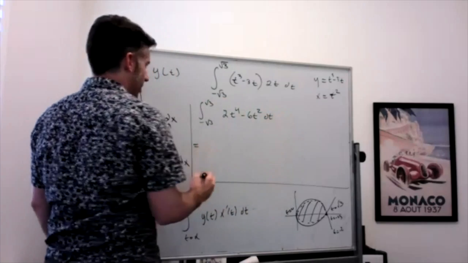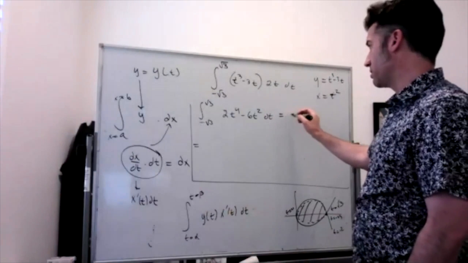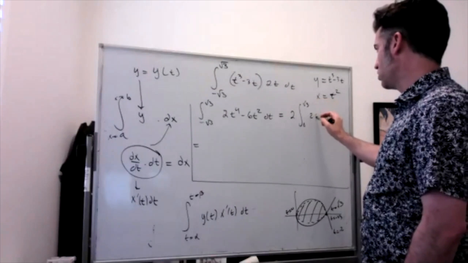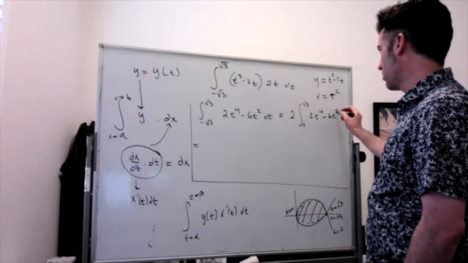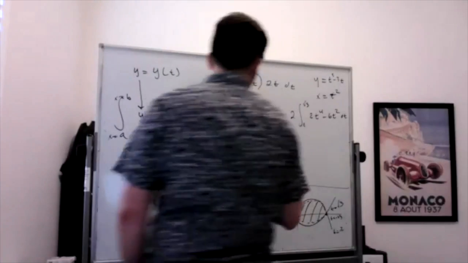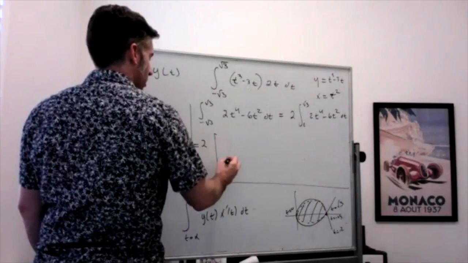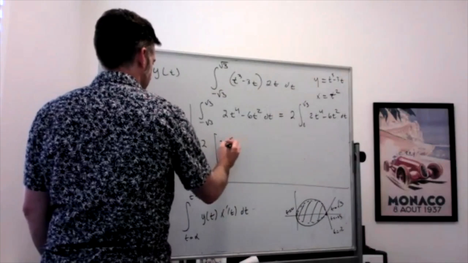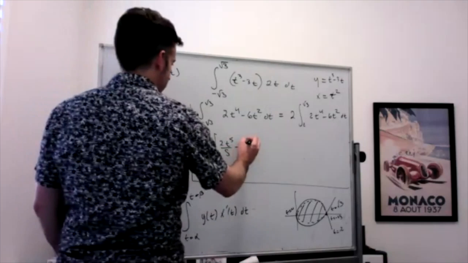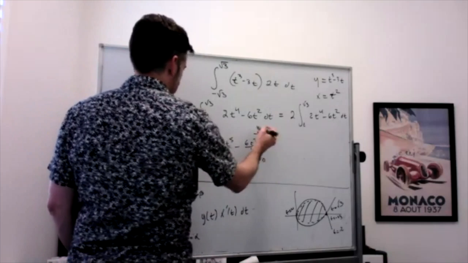We're going to integrate that. It is an even function. We could totally do it as double the integral from 0 to √3 of 2t to the 4th minus 6t squared. That might be better. I'm curious how this is going to come out. So we're going to get 2 times 2t to the 5th over 5 minus 6t cubed over 3 from 0 to the square root of 3.